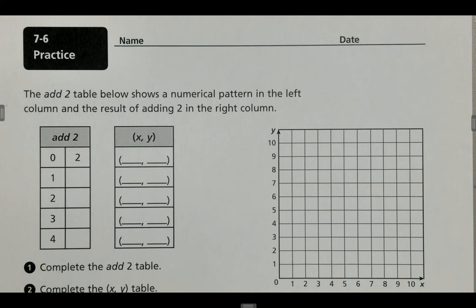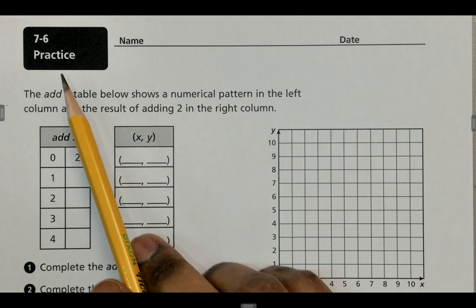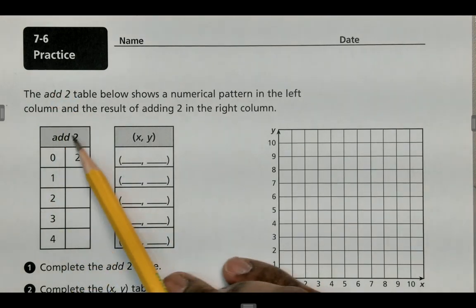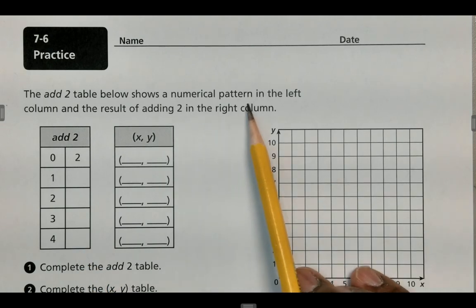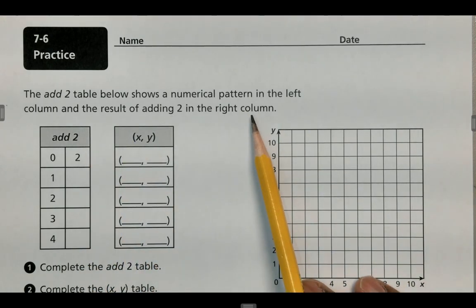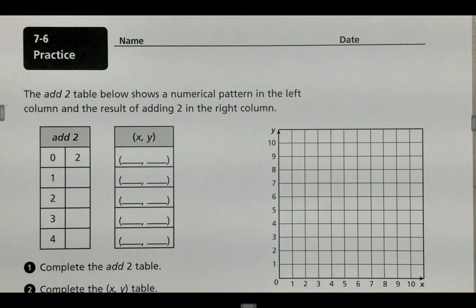Lesson 7-6, Graphing Ordered Pairs. The directions say the add-to table below shows a numerical pattern in the left column and the result of adding 2 in the right column. Step 1, complete the add-to table. So the rule is add 2.